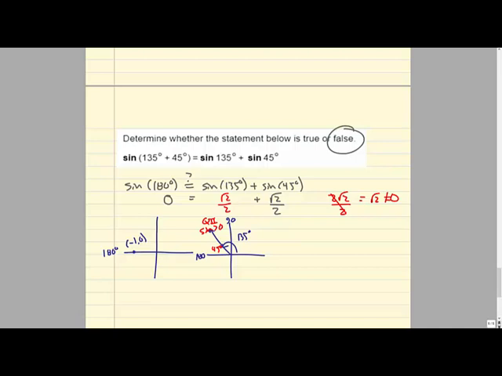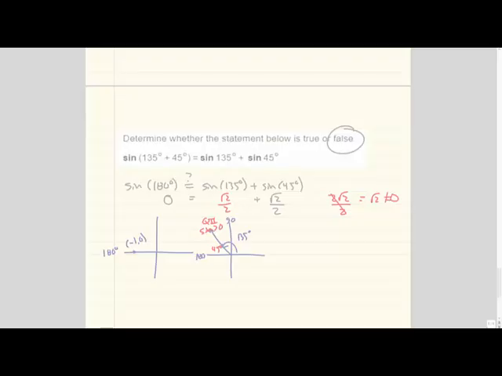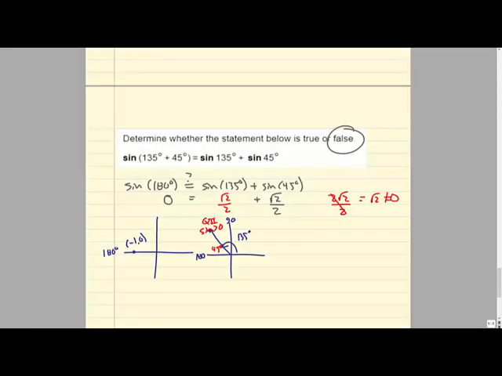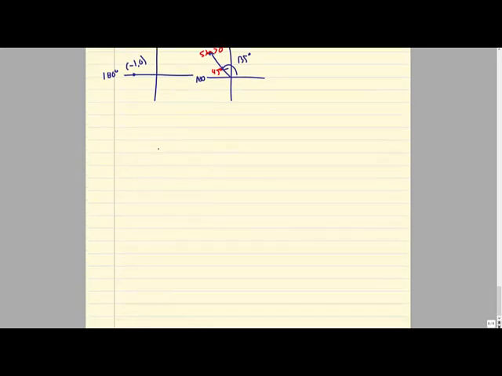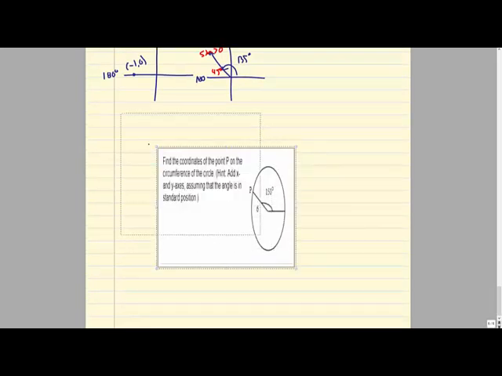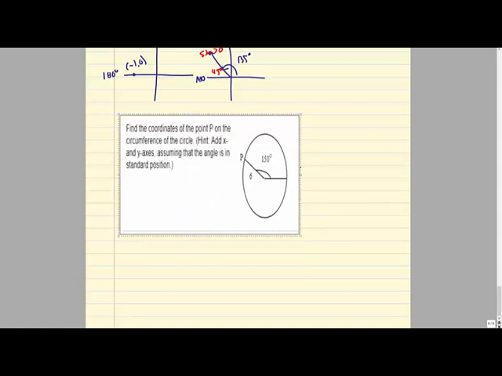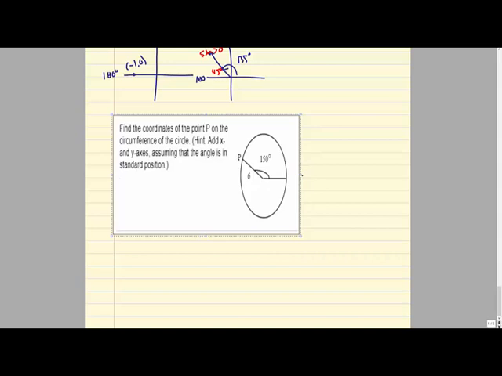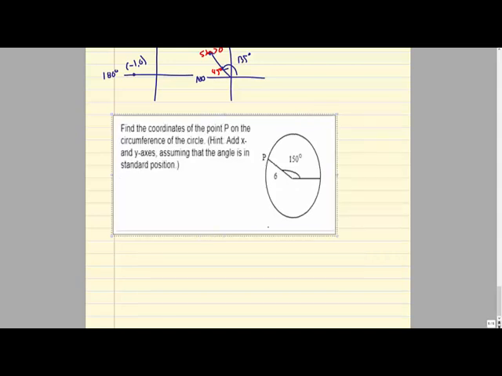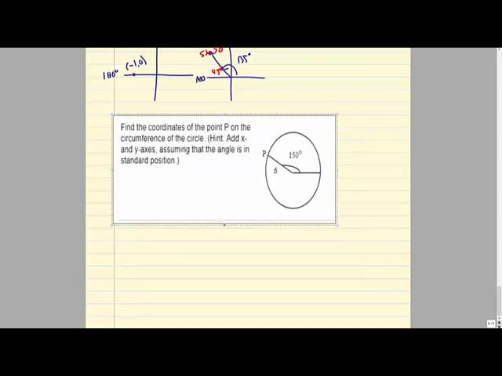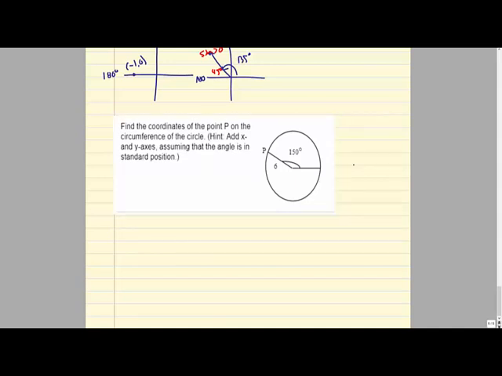This one looks like an interesting one. This one asks us to find the coordinates. Usually we're given the coordinates, so this one we're asked to find the coordinates. So find the coordinates of the point P on the circumference of the circle. And it doesn't look very circular, but that's just because I have this distorted. It looks a little better. It says, hint, add x and y axes and assume the angle is in standard position.